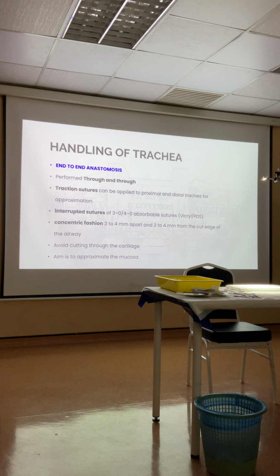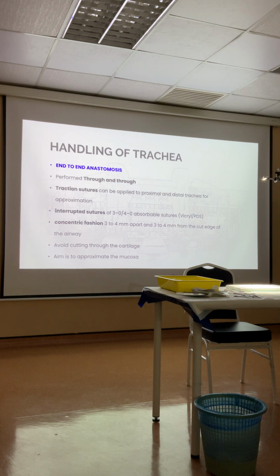Now, you can apply traction sutures. I will show you shortly what traction sutures are. Traction sutures are applied proximal and also distal to the trachea. They are done for you to hold and also mobilize the trachea. So you can use the traction sutures to bring the distal and proximal end of the trachea together, and then you can put your interrupted sutures. To suture the anastomosis, we use interrupted sutures.